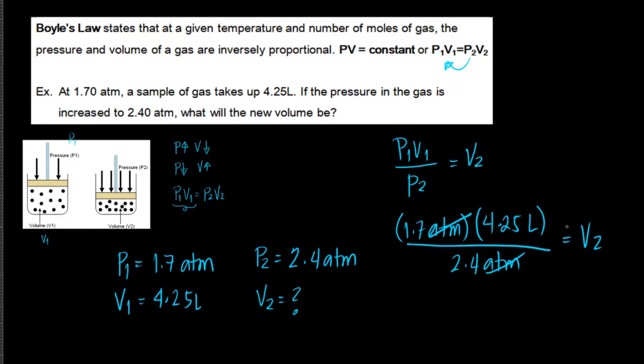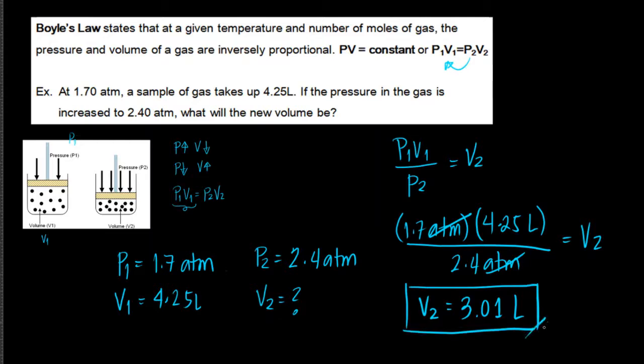Now 1.7 times 4.25 divided by 2.4, we have 3.01 liters. So V2 is 3.01 liters. Okay, and then draw a box around it. As you can see guys, our new volume is going to be smaller because our new pressure is higher. So remember that.